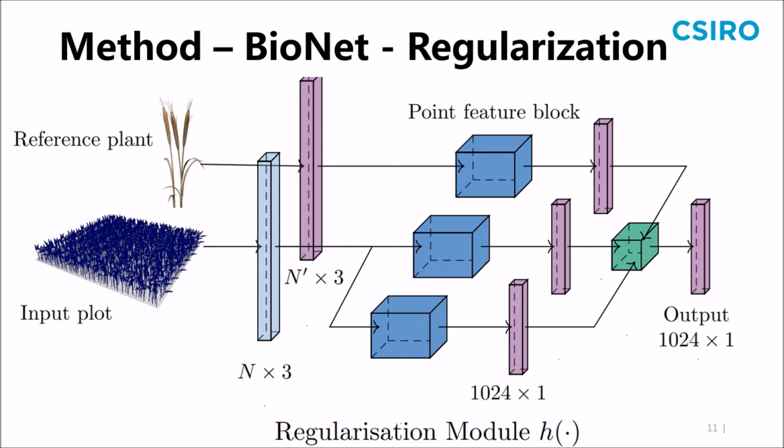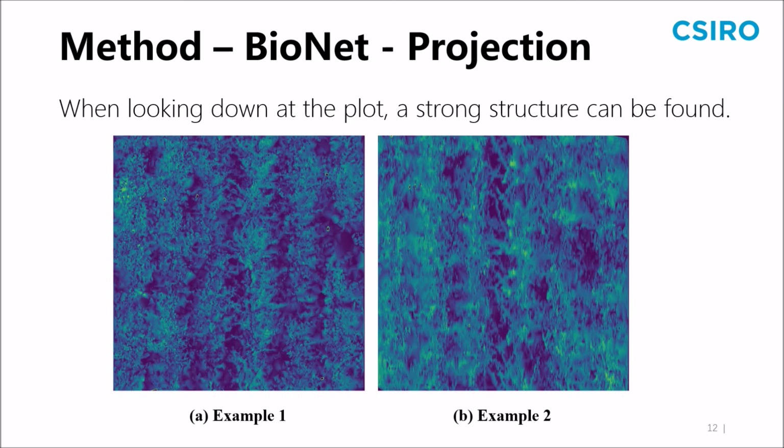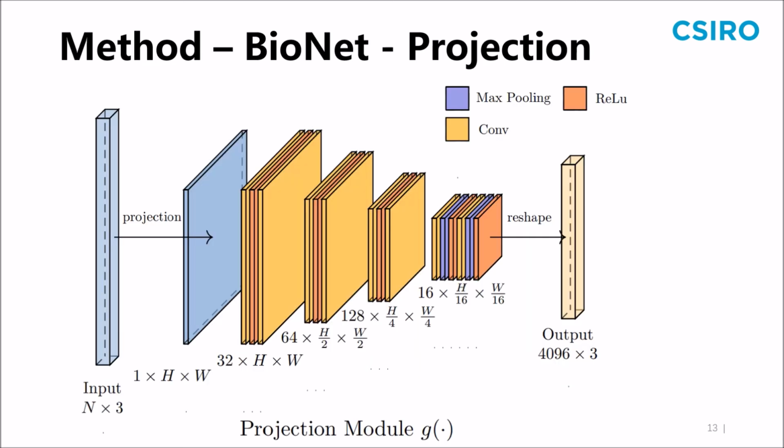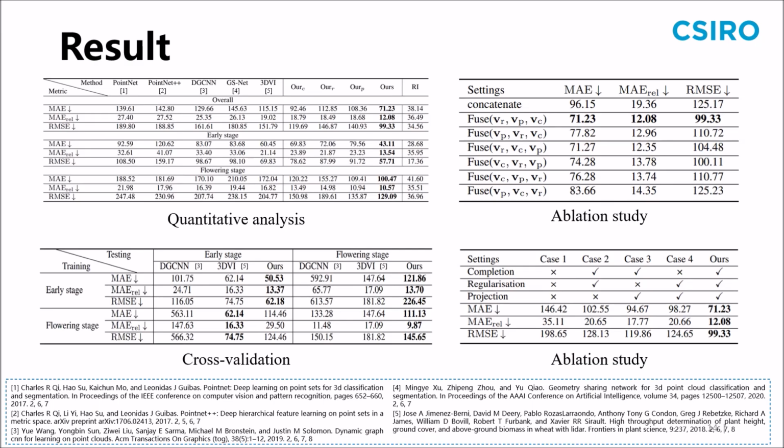of the whole plot. For the projection module, plants are shown in rows in a plot, separated by even gaps. A strong structure can be found when we look down at the plot. Therefore, we use a CNN-based network to extract the salient features. With the 3 modules, we build our BioNet.